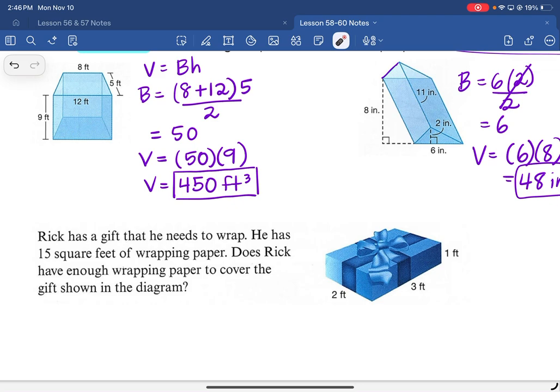So wait, the lateral, is it the perimeter of the whole shape or just one side of the shape? Lateral is only, like, if you look at my cup, this is the lateral. It doesn't include the circular bases. It would just be the sides. And when you wrap a present, you don't just wrap the sides, right? You wrap the entire gift. So we don't want lateral.